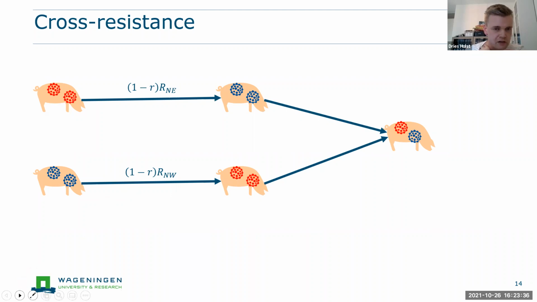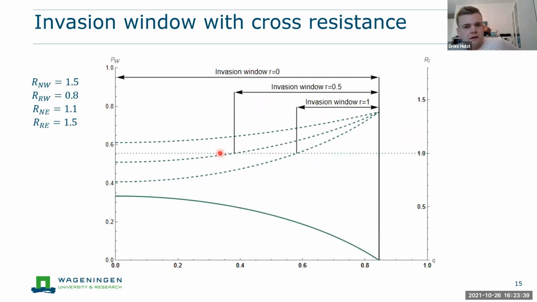And the effect on the invasion window is in this figure. The smallest invasion window is for a cross resistance of 1. So that's full cross resistance, the same as we had before. In that case, hosts can only get infected with one type of pathogen. But you see that with decreasing cross resistance, the invasion window gets wider. And even when there is no cross resistance at all, it covers the whole range from 0 to the point of dying out of the wild type.